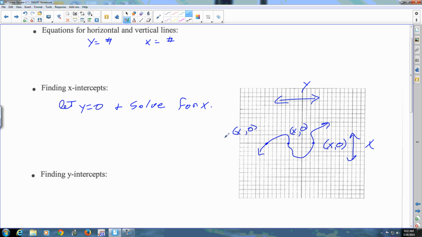Doesn't matter what your equation is. That's how you do it. A y-intercept, here's a y-intercept. For sure, the y value is going to be some number. Doesn't matter. And for sure, the x value is going to be 0. So, to find a y-intercept, you let x equal 0 and solve for y.